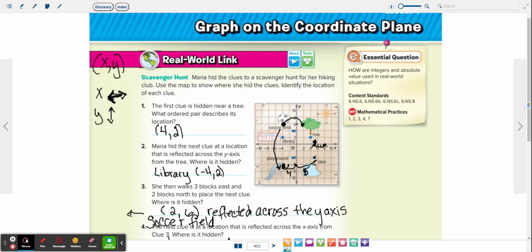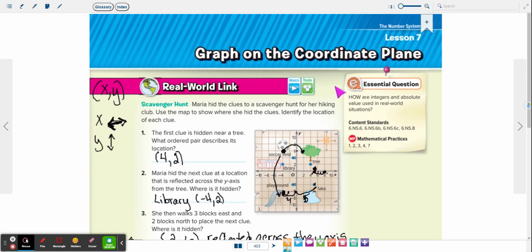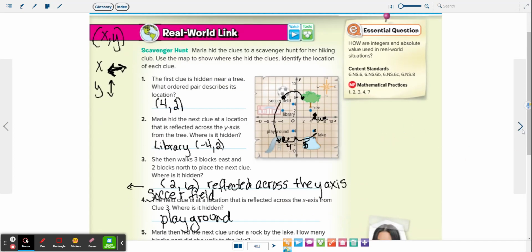Good morning. It is Thursday, February 17th, and this is your Friday for this week because of parent-teacher conferences. We are still working on graphing on the coordinate plane, lesson 7.